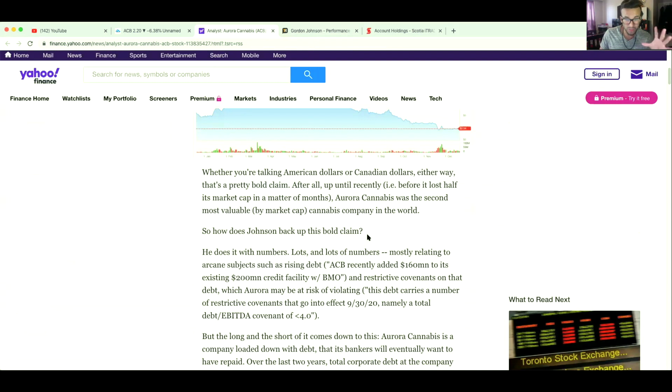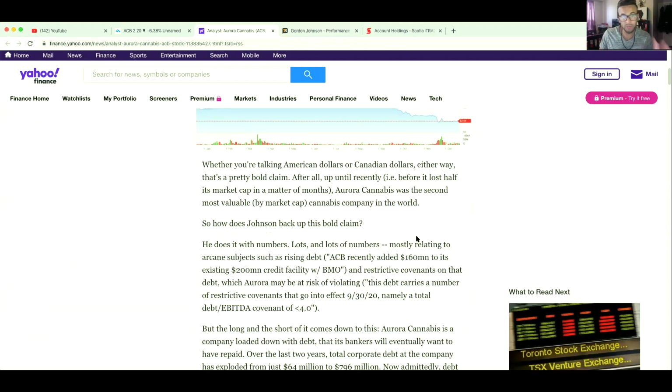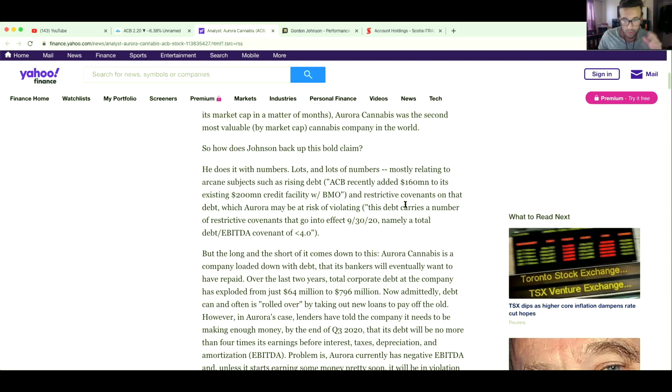He does it with numbers, lots and lots of numbers, mostly relating to arcane subjects such as rising debt. ACB's recently added $160 million to its existing $200 million credit facility with BMO, with restrictive covenants on that debt, which Aurora may be at risk of violating. This debt carries a number of restrictive covenants that go into effect on September 30th, 2020. So Aurora is a company loaded down with debt that its bankers will eventually want to have repaid.